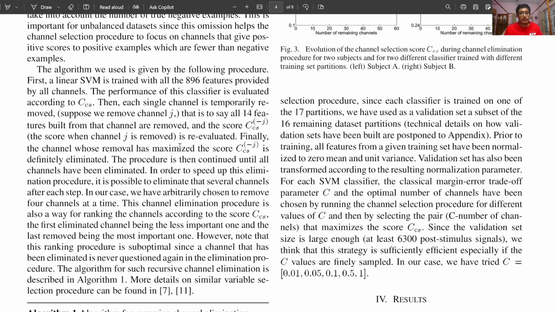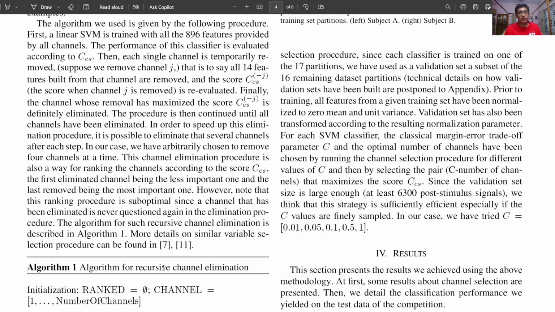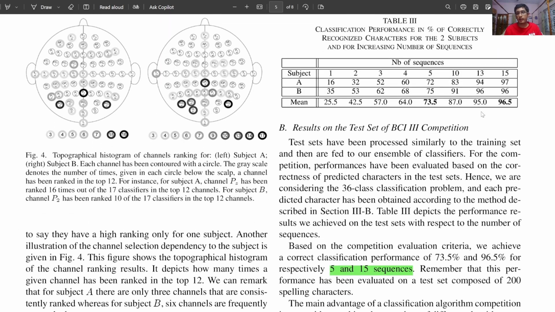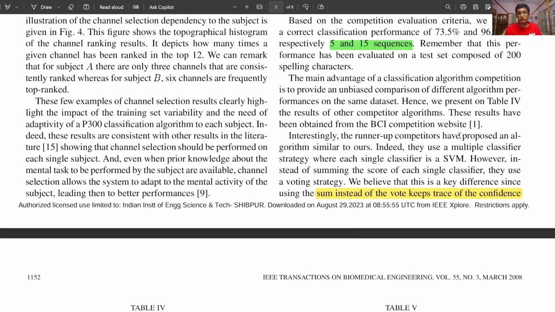They have also discussed a feature selection algorithm which uses recursive channel elimination, and these were the results. They found the highest accuracy of 96.5, which is a mean, and with subject A it was 97%, with subject B it was 96%. Yeah, that's it.